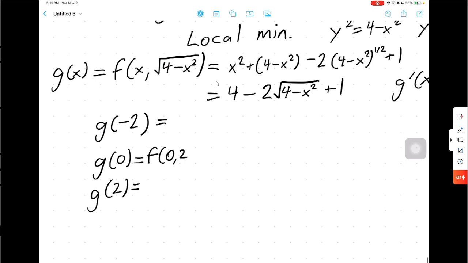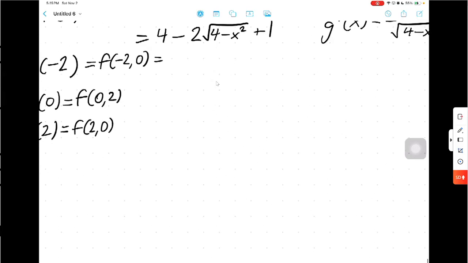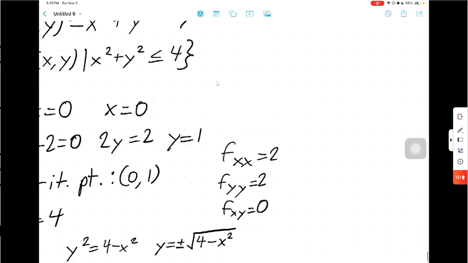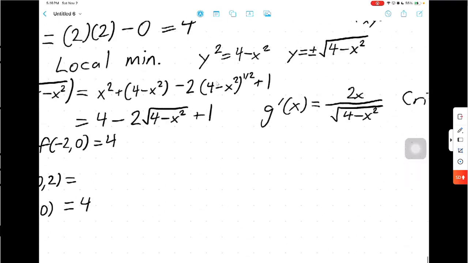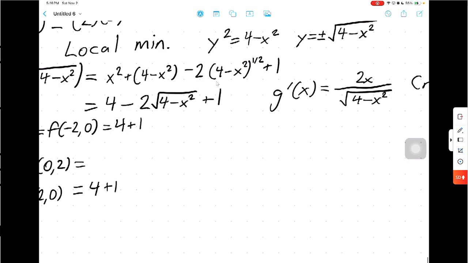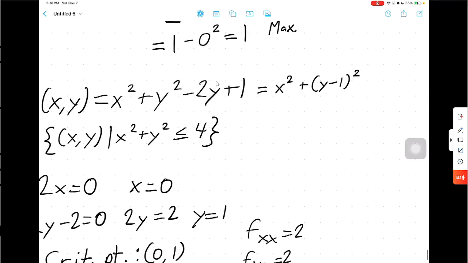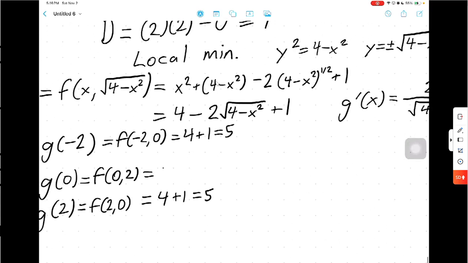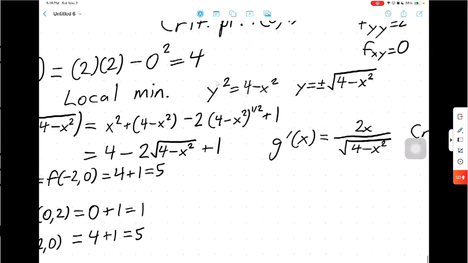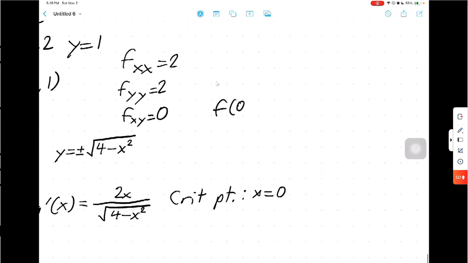So here we have f of 0, 2, f of -2, 0, and f of 2, 0. -2 squared is just going to be 4, plus -1 squared, which is just going to be 1 itself. So these two are both 5. F of 0, 2 is going to be 0 plus 1 squared, which is just 1. Oh, and also f of 0, 1 is equal to 0.